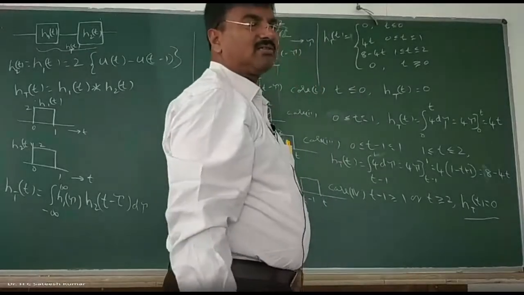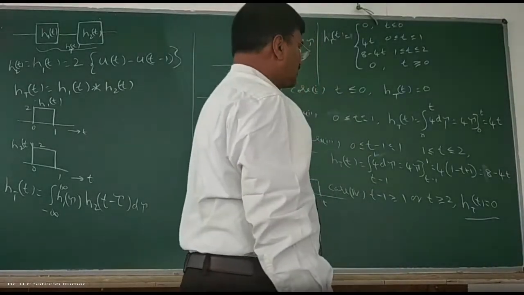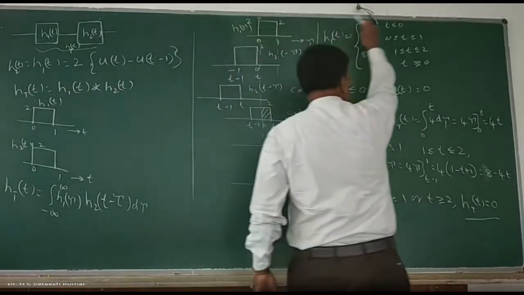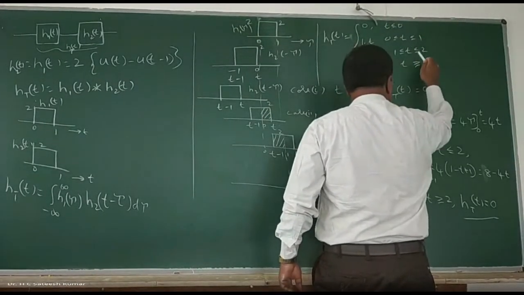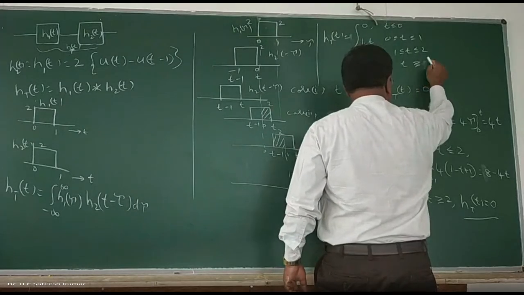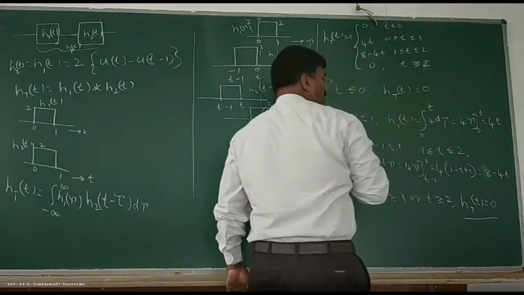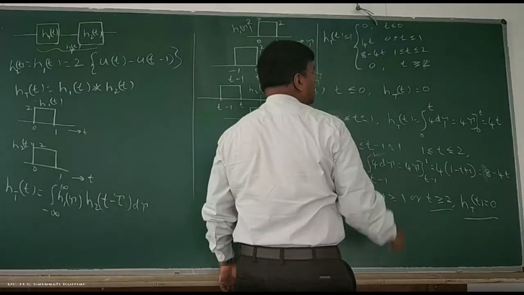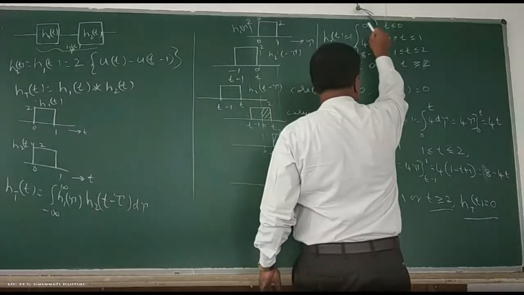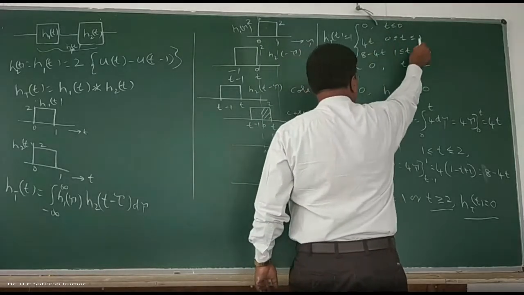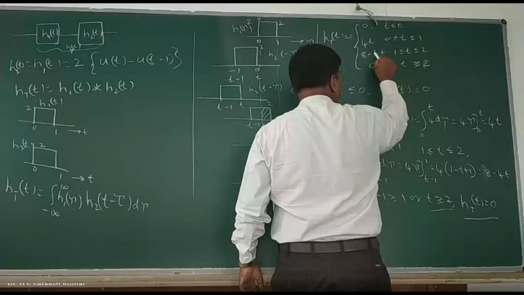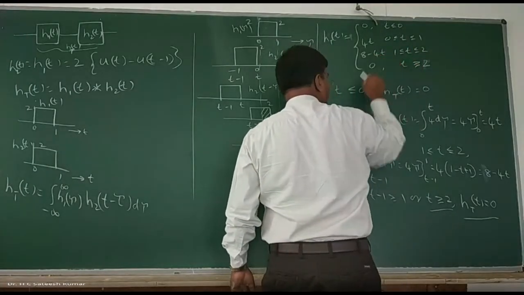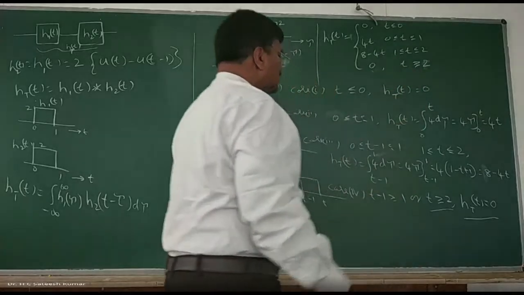So now we check the cases. Always we should check it from minus infinity to plus infinity. Therefore, minus infinity to 0, 0 to 1, 1 to 2, and greater than or equal to 2. So now you see that cases are correct. At 0 it is 0. At 1, 4. If you write 1, 8 minus 4 is 4. At 2, 4 into 2 is 8, 8 minus 8, 0. It is correct.